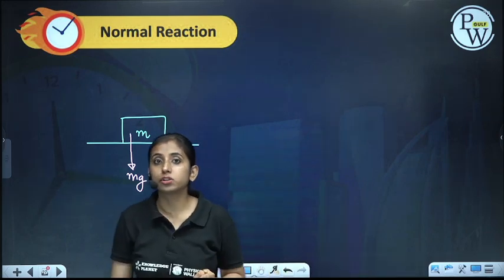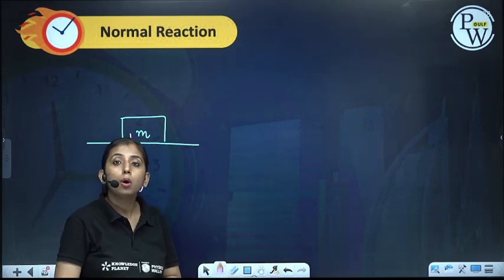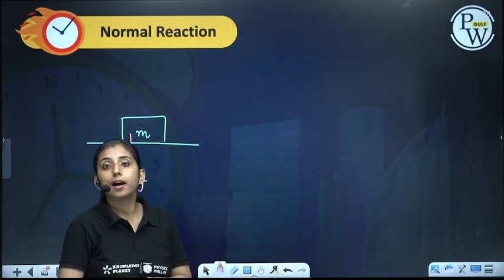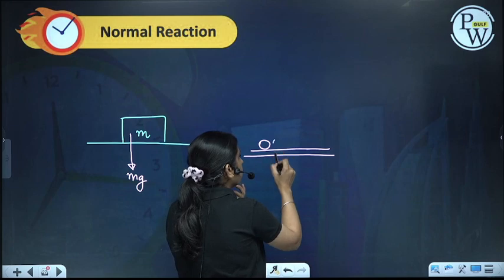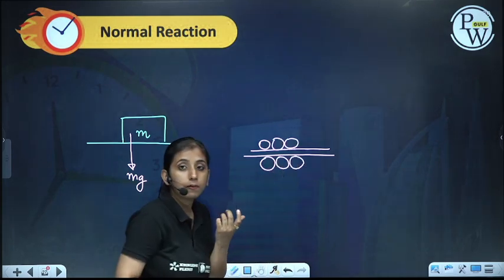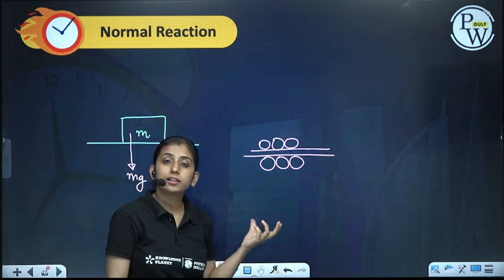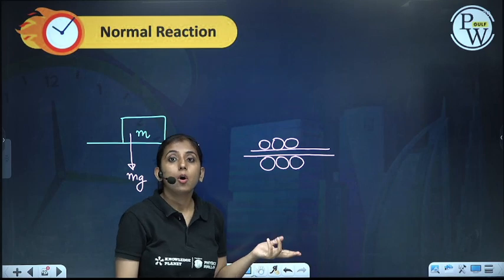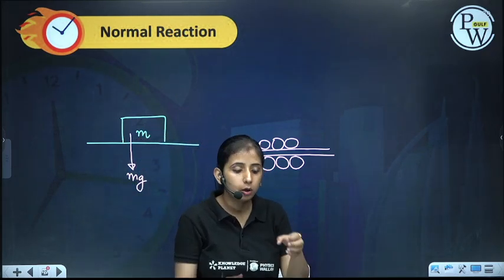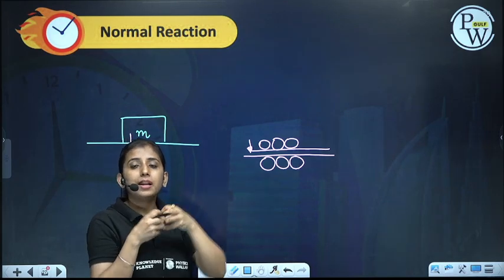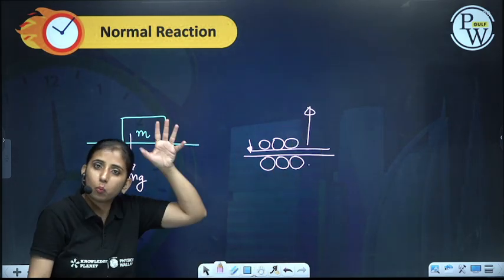Now due to mg force, this block tries to penetrate in the ground. When two surfaces come in very near contact, atoms of one surface are very near to the atoms of other surface. So there will be electronic repulsions as well as attractions. Electrons will be attracted to the nuclei and electrons will repel each other. This surface is trying to penetrate into the other surface, but no two atoms will allow to penetrate into each other. So the second surface pushes the first surface with some upward force.